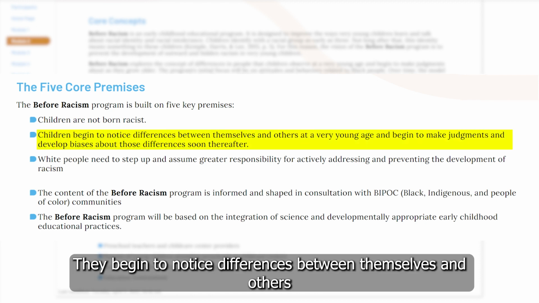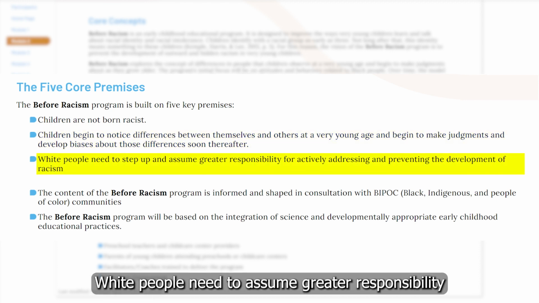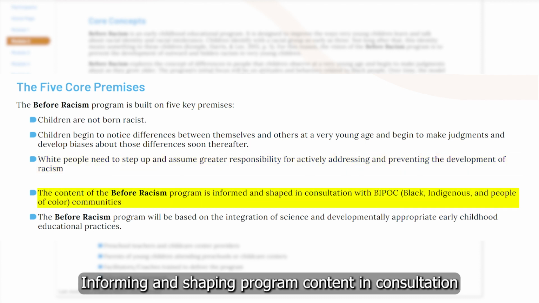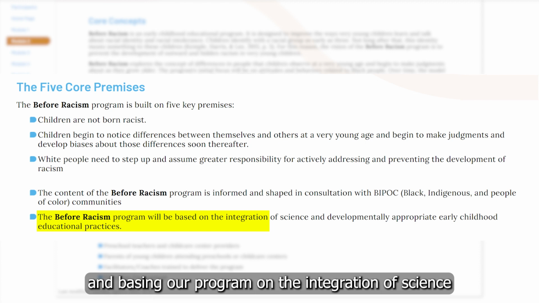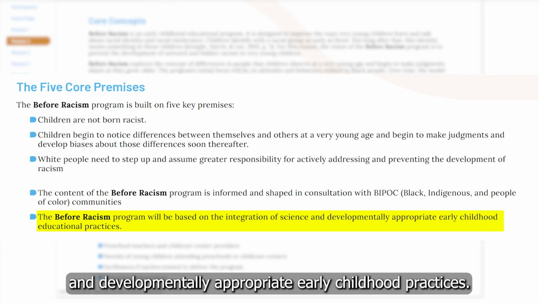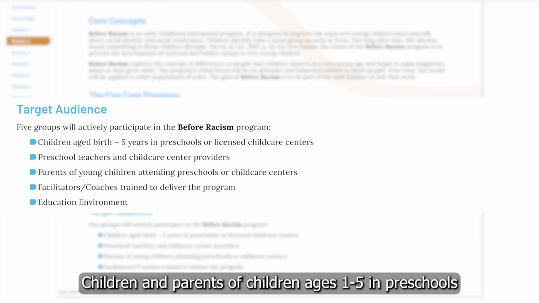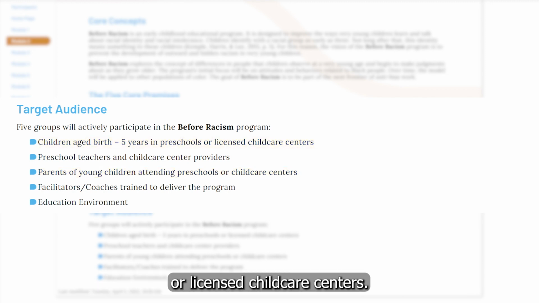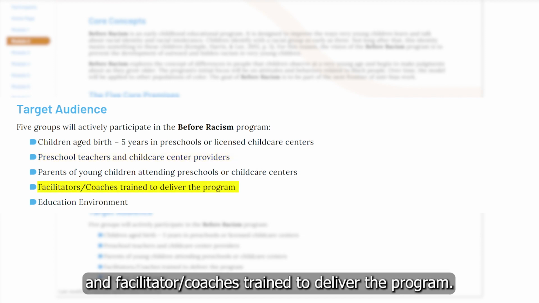They begin to notice differences between themselves and others at a very young age, developing judgments and biases soon after. White people need to assume greater responsibility for preventing the development of race bias. Informing and shaping program content in consultation with the Black, Indigenous, and people of color communities, and basing our program on the integration of science and developmentally appropriate early childhood practices. Target audience: children and parents of children ages 1 through 5 in preschools or licensed childcare centers, preschool teachers and childcare center providers, and facilitator coaches trained to deliver the program.